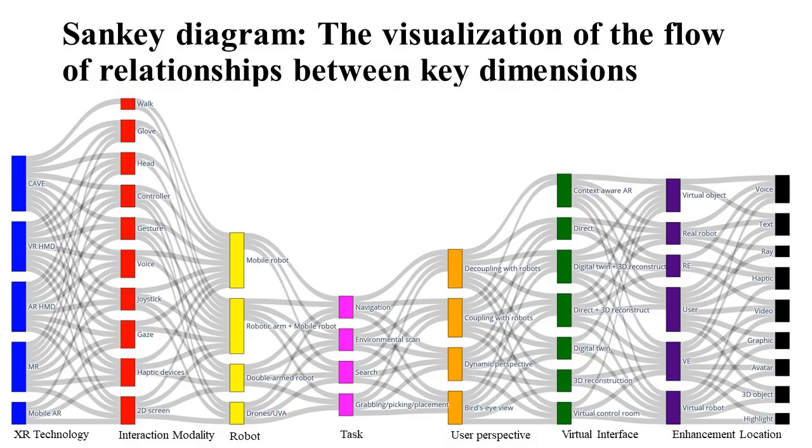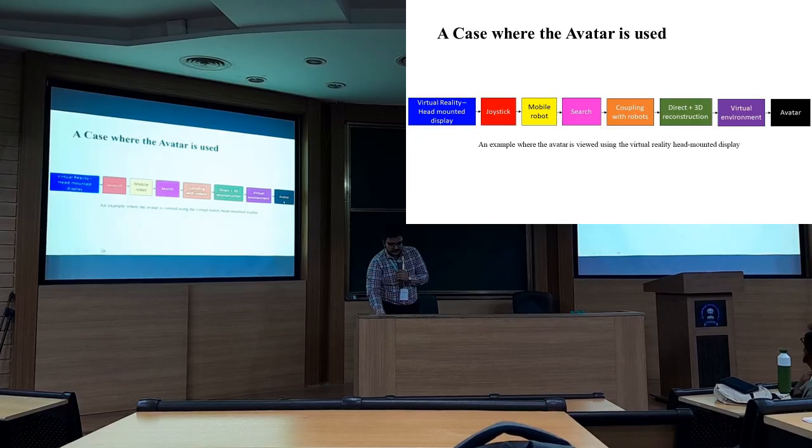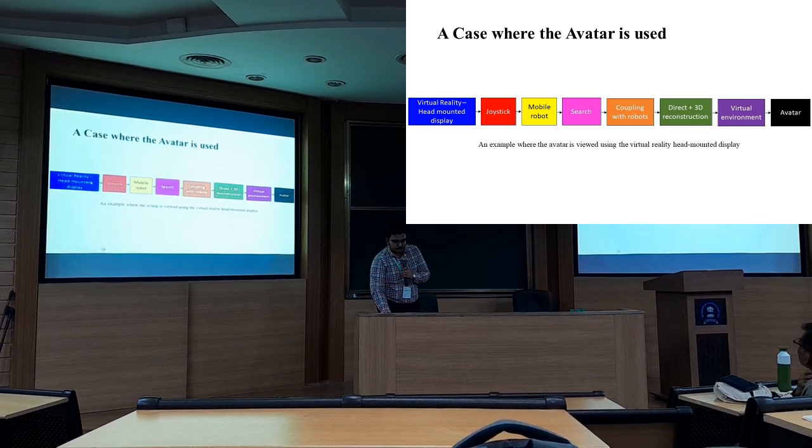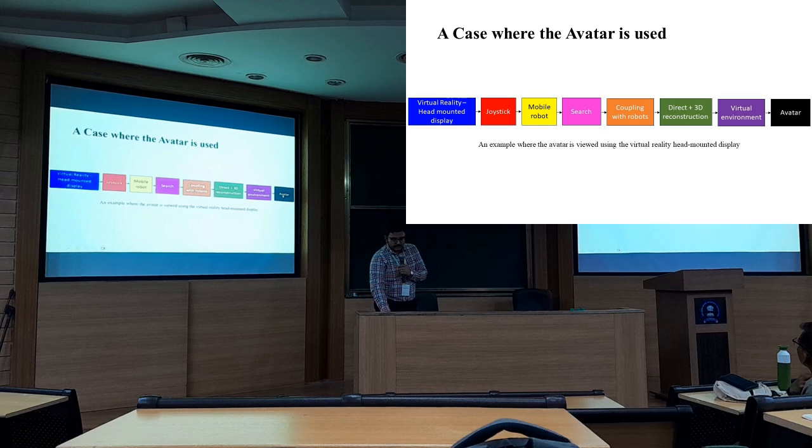This is the Sankey diagram which you can see over here. Here the XR technology is connected to the interaction modality, followed by the robot, and the task is done by the robot, along with the user perspective, the virtual interface and the enhancement location, along with the enhancement type. What happens here exactly is, during the disaster, some element in each item will be available, and we should try to establish a connection between these items. For example, the headset is available, the avatar symbols are available to show humans who are stuck inside, and the mobile robot is available. So we try to bridge all the things which are unavailable using the Sankey diagram which I showed earlier. So we create a relationship.